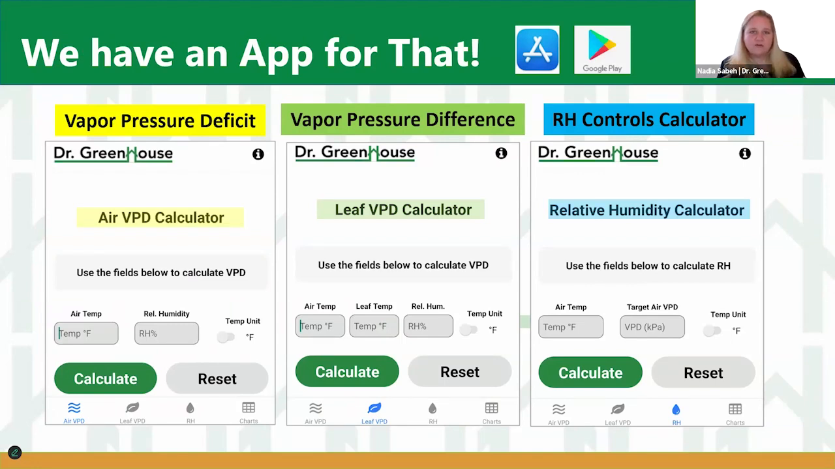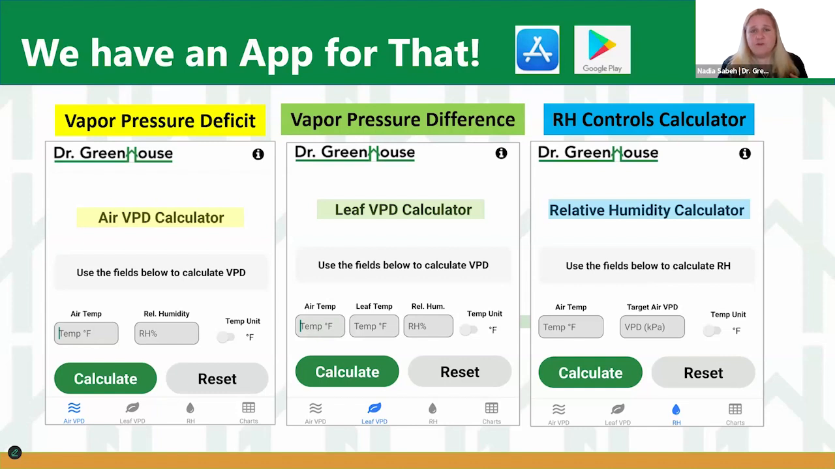We have 3 different calculators on our VPD app. One is to measure the typical traditional VPD, vapor pressure deficit, based on air temperature and air relative humidity. So if you know what those two values are from, say, your monitoring system, then you can plug those numbers in and see what vapor pressure deficit you are achieving with that combination of temperature and humidity.